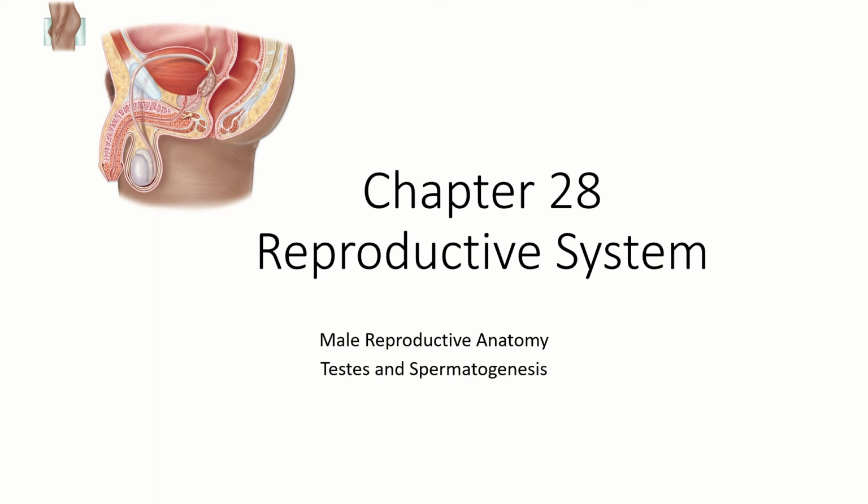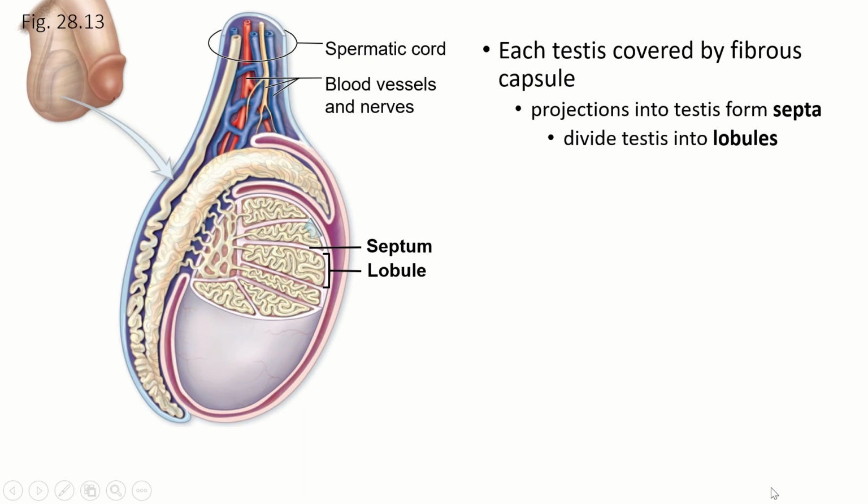It is time to learn how to make sperm. That is the process of spermatogenesis. Spermatogenesis is going to happen in the testes.